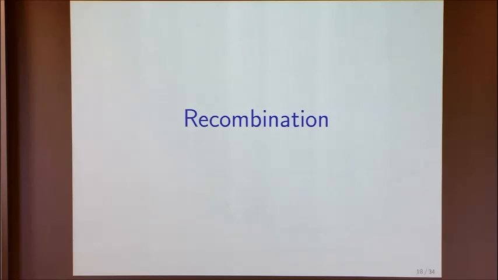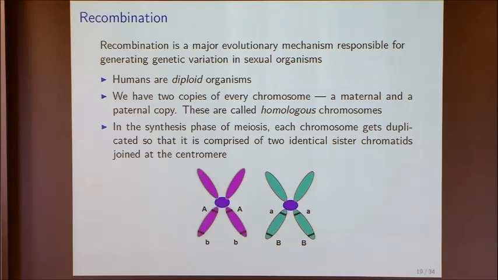Okay, now I will switch to another evolutionary force, recombination, which is very critical when you want to model sequence data. So what does recombination do? It generates new genetic variation in sexual organisms. So, as you all know, humans are diploid organisms. We have two copies of every chromosome. These are called homologous copies or homologous chromosomes, one from the mother and one from the father.